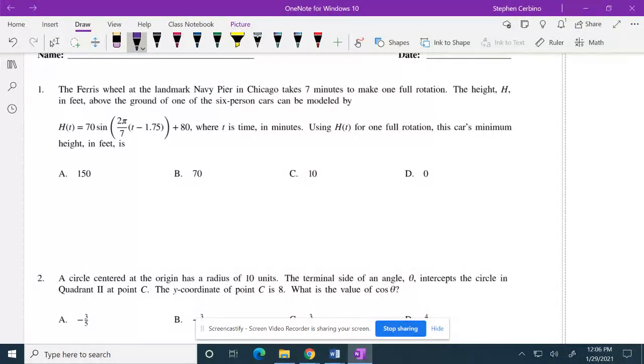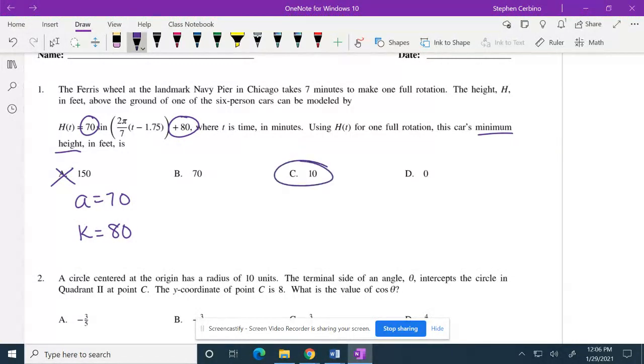For this first one, if you read through this, you saw that it gave us this crazy looking equation. But whenever we're determining the minimum height of something, when it's a sine or cosine function, we only care about two values, the midline and the amplitude. The amplitude is 70 and the midline, or the halfway point of this function, is 80. So this function is going to oscillate by 70 above 80 and below 80. If we wanted to find the maximum, it would be 150, but we want the minimum. The minimum would be 10. That would be the difference between these two. If I start at 80 and go down 70, I would be at 10.